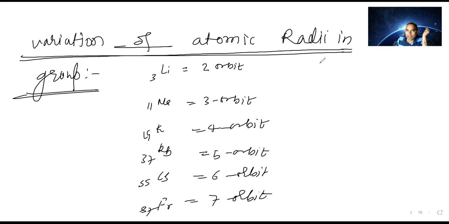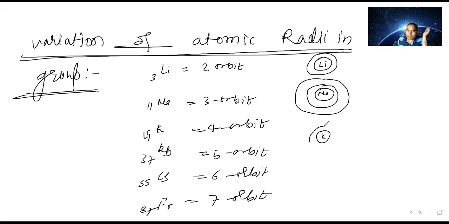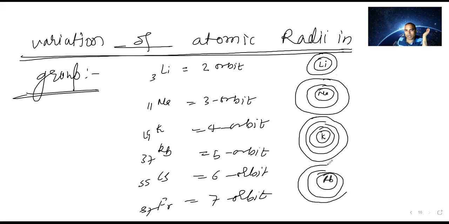So if you draw lithium, you will find two orbits. Sodium: how many orbits? That is 1, 2, and 3. Then potassium, so four orbits: 1, 2, 3, and 4. And if you go to rubidium, you see 1, 2, 3, and it is going to be 4.